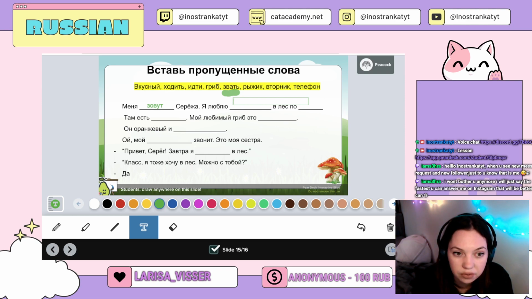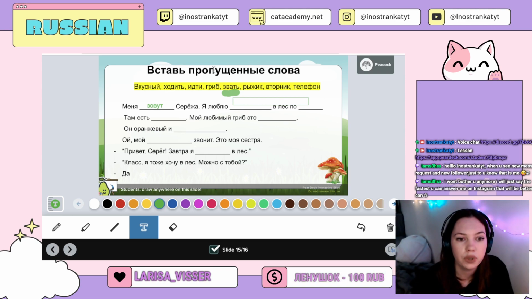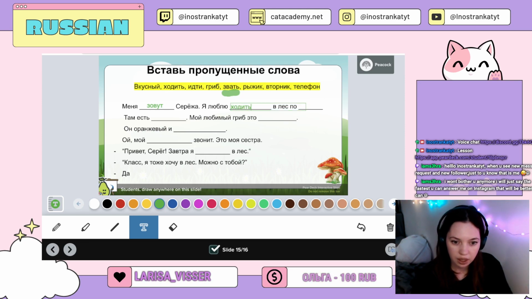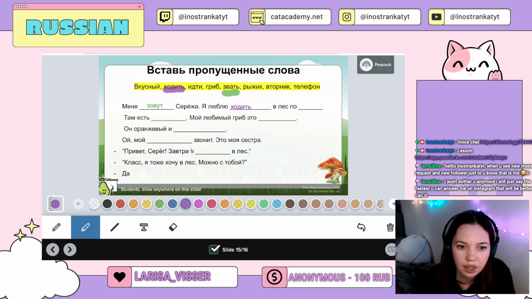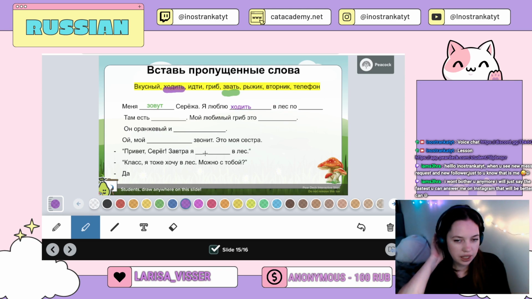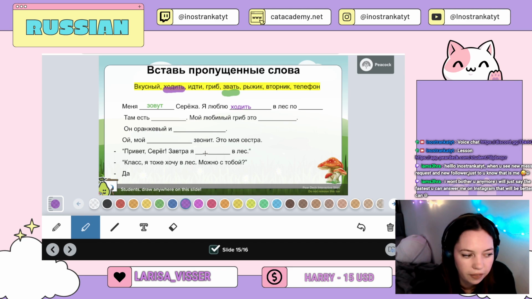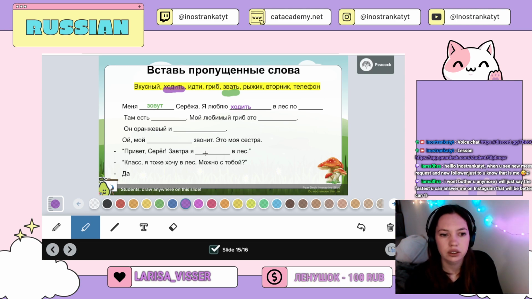Я люблю в лес. So repeated action, so we need to use ходить. Я люблю ходить. So we can choose maybe purple color. Ходить. Я люблю ходить в лес по. So here, по, I don't know what can we put there, so we can think, actually.